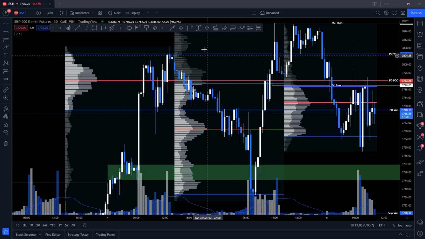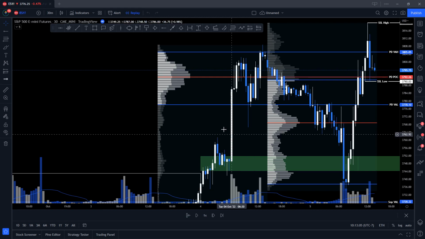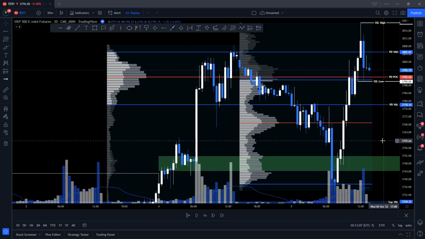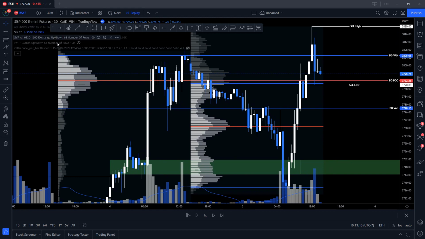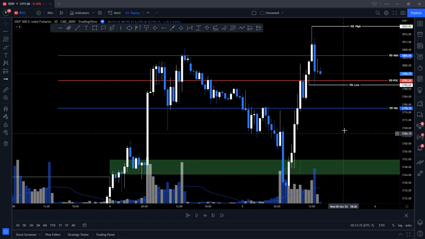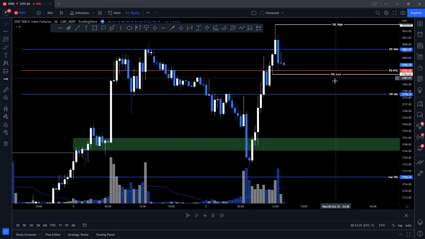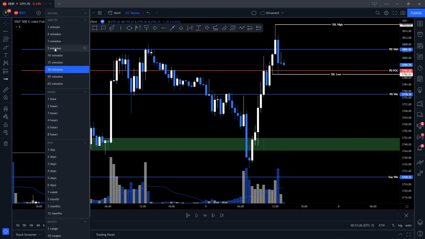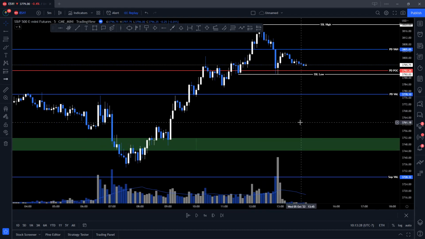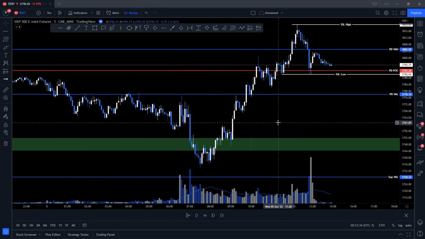So let's go to here. I'm going to turn off the session volume profile just to clean up the chart a little bit so it's easier to see. We have our previous day value area high, our previous day value area low, previous day POC. You want to change your time frame to like 5 minutes or 10 minutes. Really, that's personal preference.